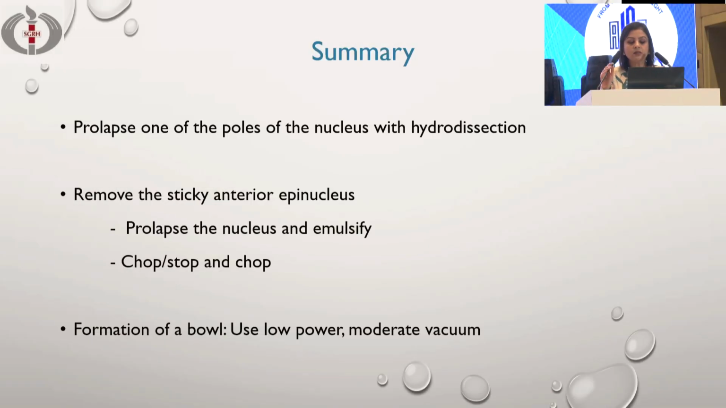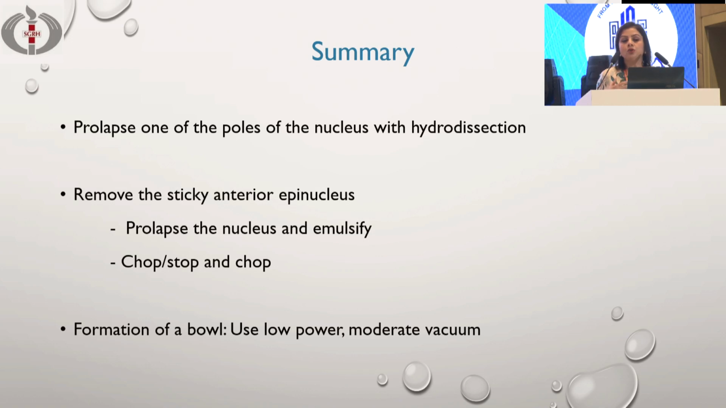So to summarize, the techniques discussed for soft cataract here are: first was to prolapse one of the poles of the nucleus with hydrodissection and emulsify. This is useful if you have a decent sized rhexis and a very soft cataract, in a young patient. The second would be to remove the sticky anterior epinucleus after a good hydrodelineation. Then either prolapse the nucleus in toto and emulsify, or you could use chop or stop and chop, one of these two techniques, whatever you're comfortable with.